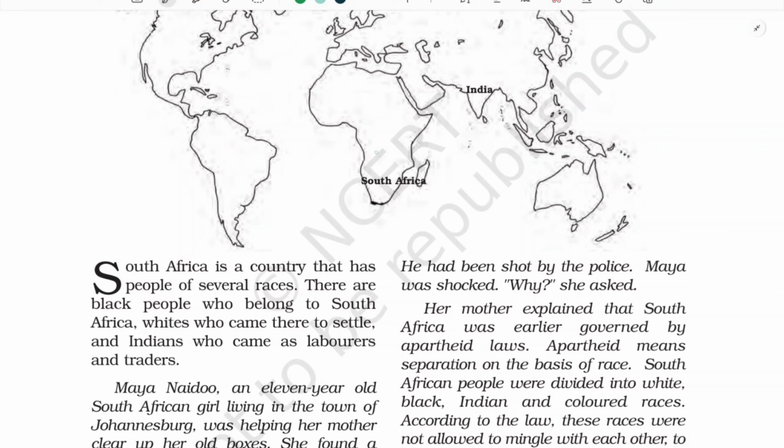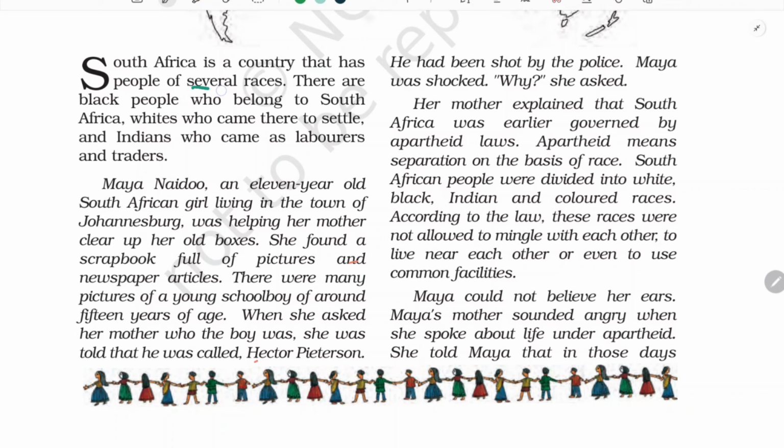See, in the world map, you can see South Africa here, and our India, it is here. Okay, let us start. South Africa is a country that has people of several races: black people who belong to South Africa, whites who came there to settle, and Indians who came as laborers and traders. So in South Africa you will find people from different races.